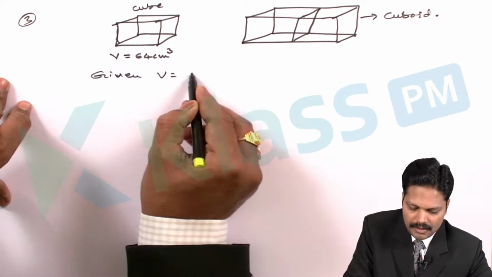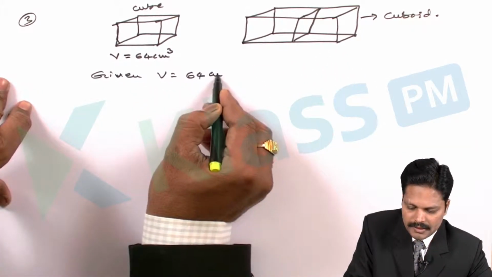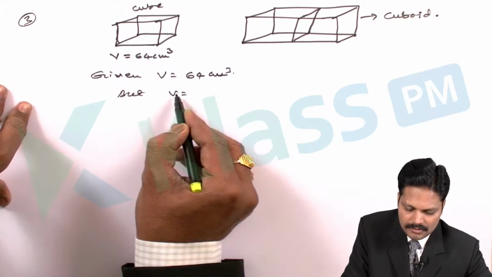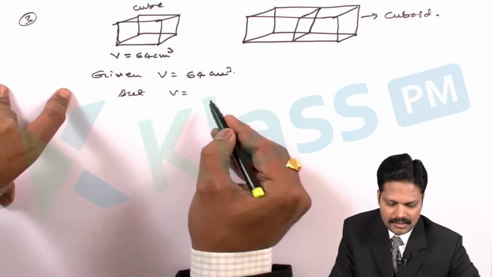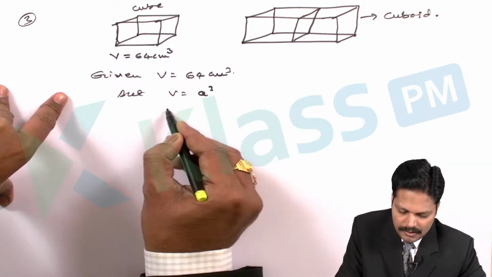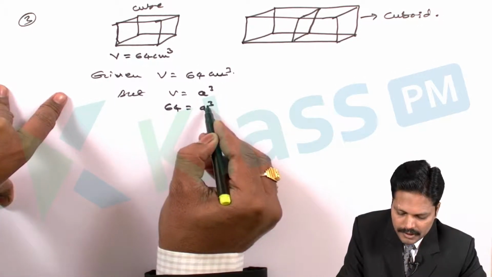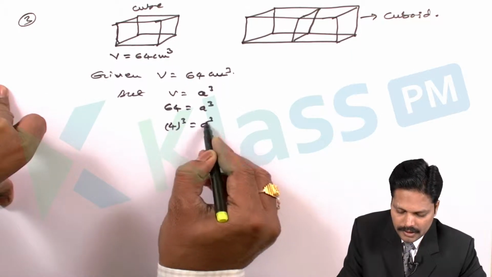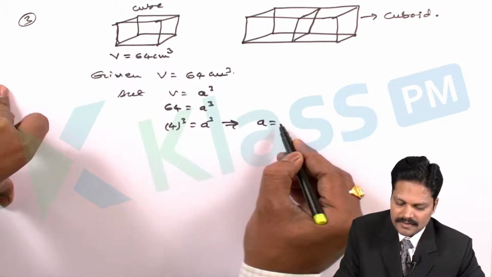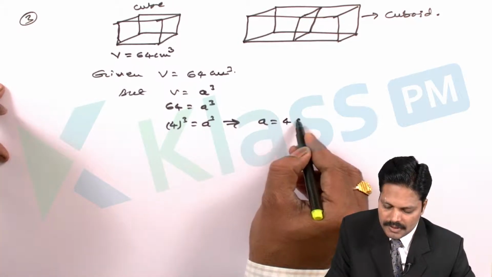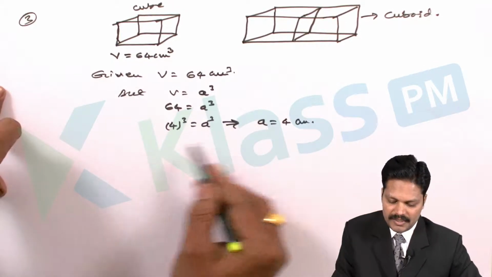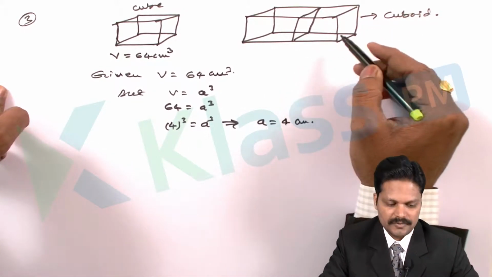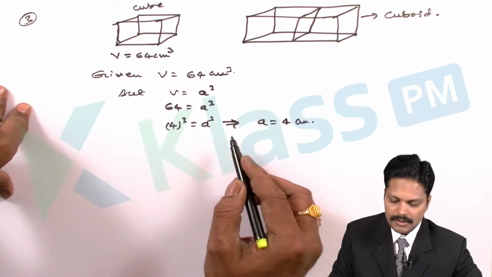He gave the volume as 64 cm³, but the volume is equal to a cube. We are discussing here volume is equal to a³. Then 64 is equal to a³. Then we can write this as 4³ is equal to a³. By this we can say the side of the cube is 4 centimeters. So by using this, we formed one cuboid, then we need to find the surface area of the cuboid.